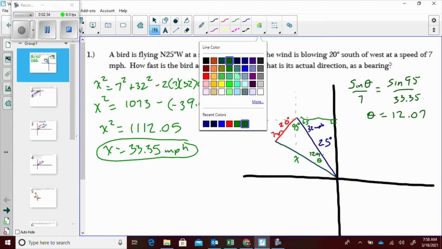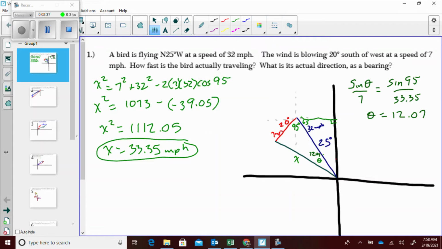So what we want here is we want from here to here. So this is north 37.07 west. Start north, and we'll go 37.07 west is the actual speed. Okay.